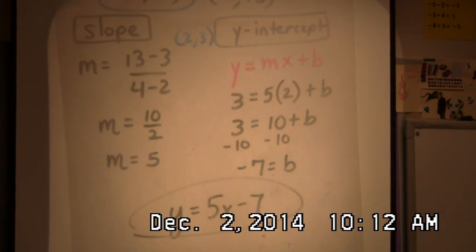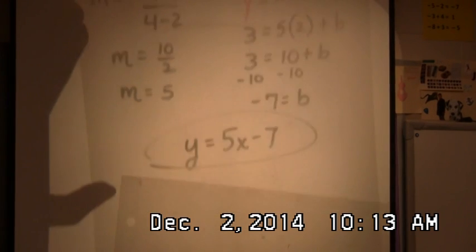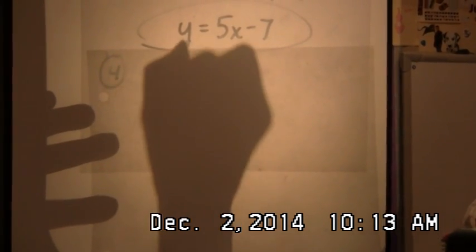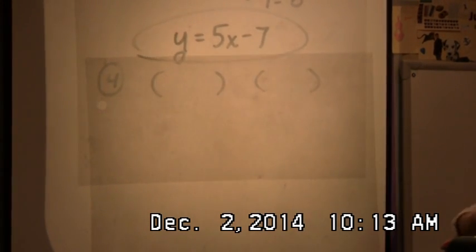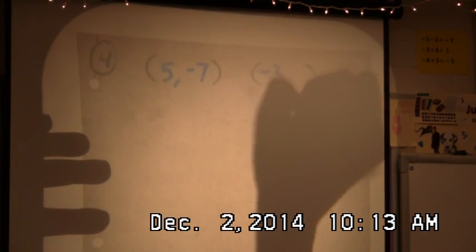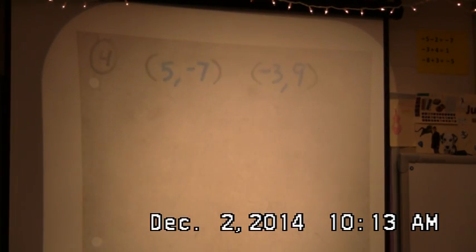Excellent. All right, on the back, number 4, same plan. We're gonna figure out the equation of the line that passes through the 2 points. The only problem is I didn't give you the points yet. So can you fill in the 2 points for number 4? Ready? The points on number 4 are 5, -7, and -3, 9. 5, -7, and -3, 9.